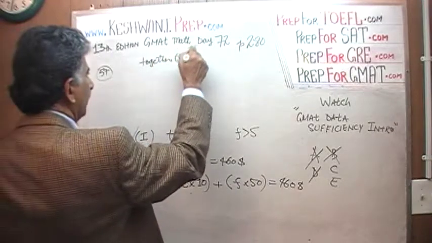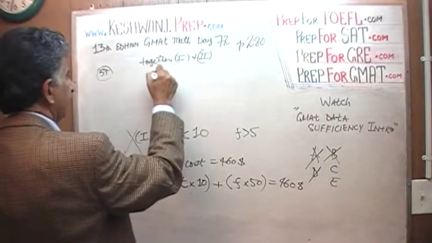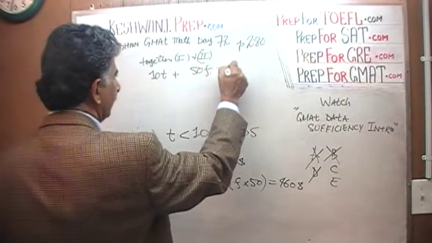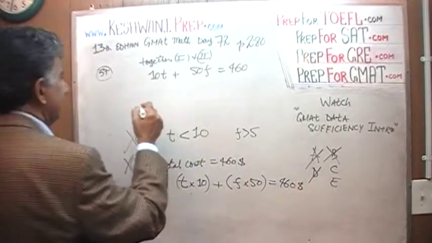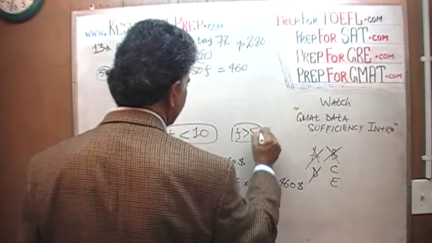Together 1 and 2, we now have the equation 10t plus 50f equals 460, and there are two conditions we have to fulfill. t has to be less than 10 and f has to be more than 5. This comes from the problem.